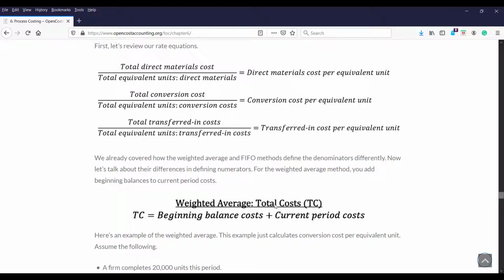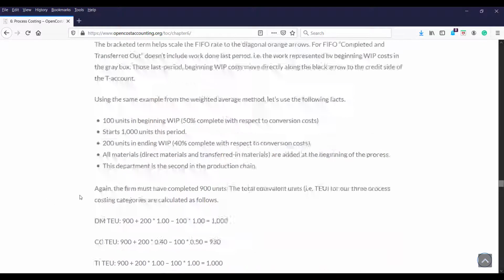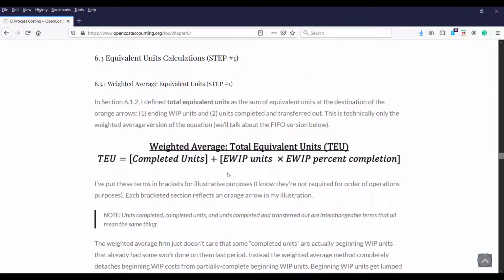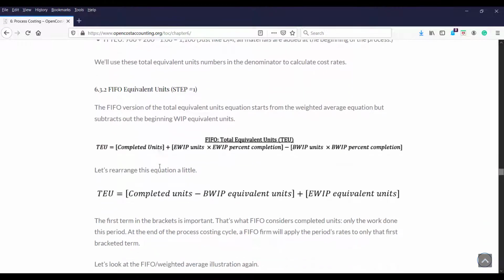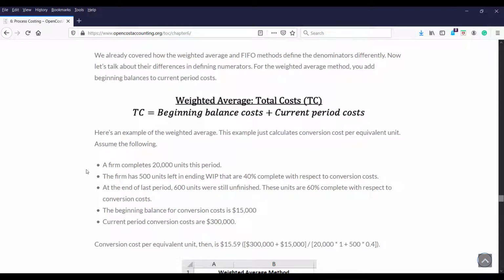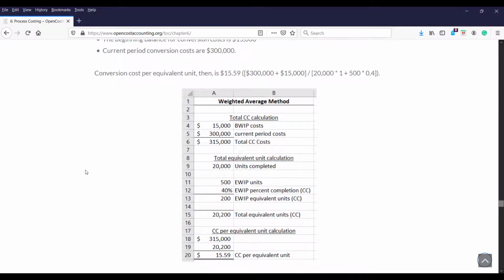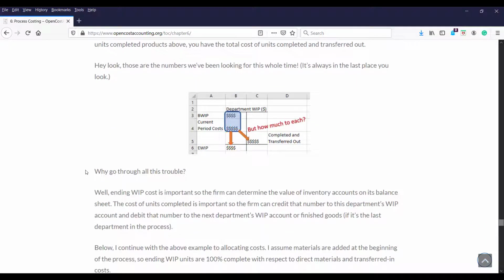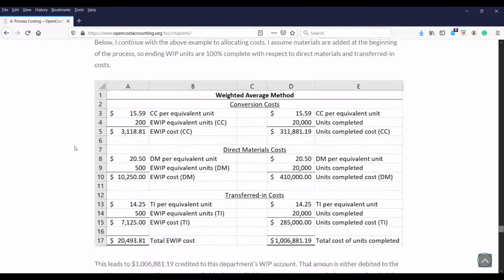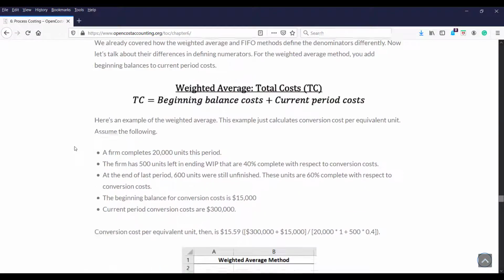This is total costs for each category equals beginning plus current. So there are two terms here. It has a slightly less complicated denominator. Has two terms here, whereas FIFO has three terms. Yeah, the thing I haven't said yet, which we'll get to in the next video, is that under FIFO, when you calculate the rate, you're only going to include current period costs in that numerator. Oh, spoiler alert.